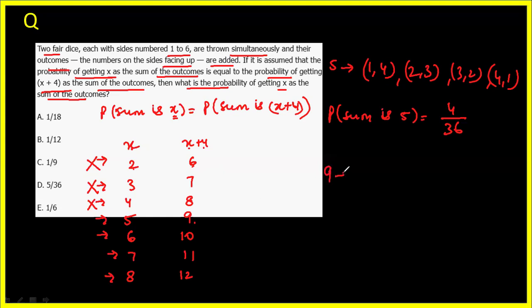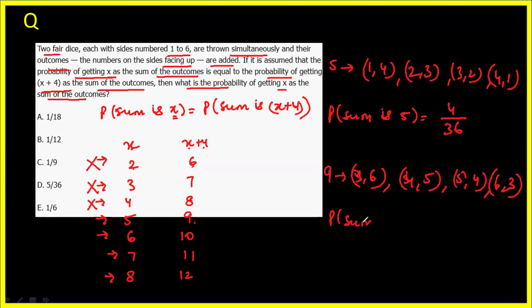What about 9? How can you get a sum as 9? It could be 3, 6; 4, 5; 5, 4; 6, 3. So that means how many cases? What is the probability that the sum is 9? That is total number 36, favorable number 4. 4 choices are there. So that is 4 upon 36.